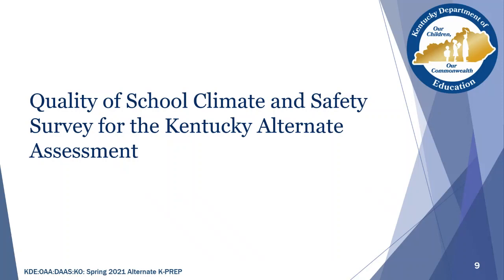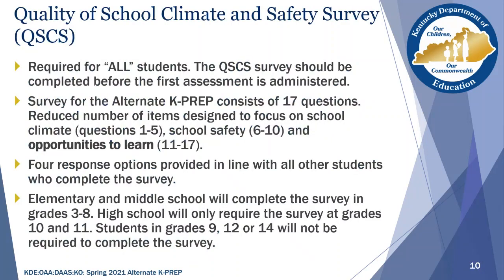The next topic we're going to share today is the Quality of School Climate and Safety Survey for students participating in the Kentucky Alternate Assessment. This survey is a requirement that must be administered to all students. This includes students participating in the Kentucky Alternate Assessment. There are surveys represented for students at grades 3 through 5 and then grades 6 through high school, designed for students who will be assessed. The survey for alternate assessment students consists of items detailing school climate, school safety, and new this year is opportunities to learn.